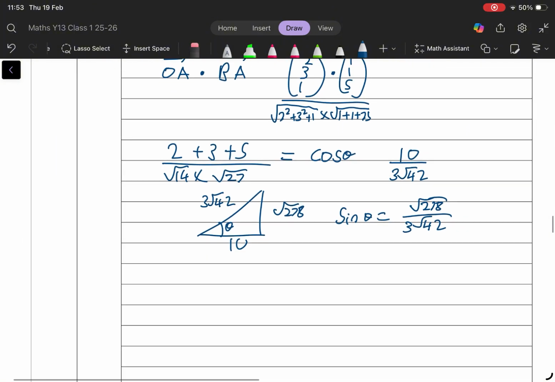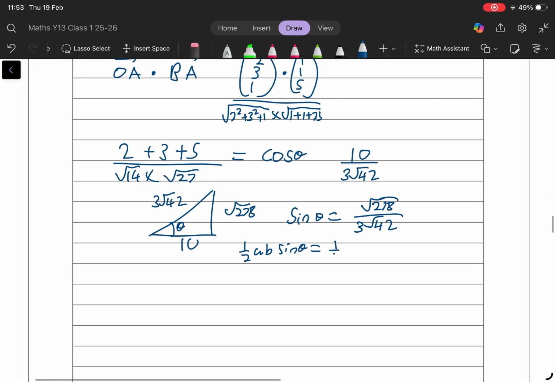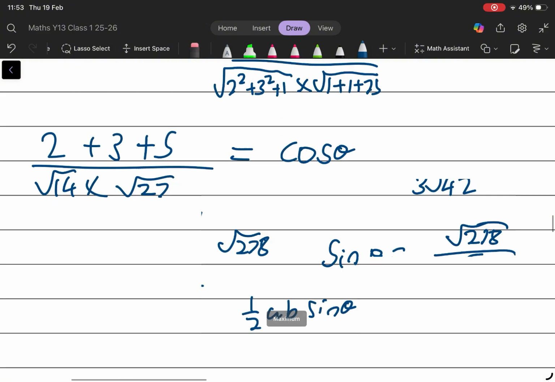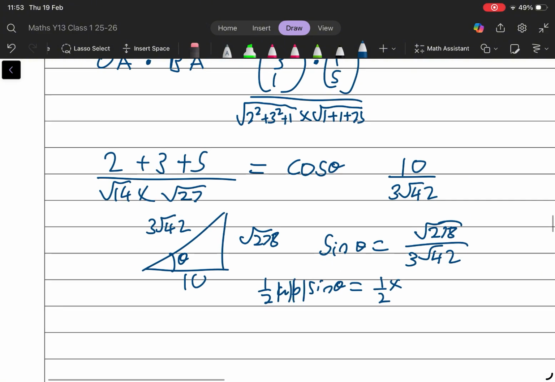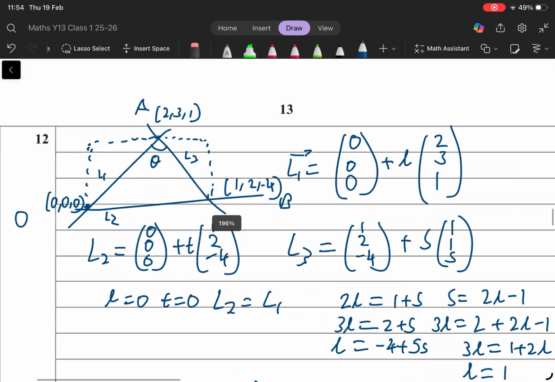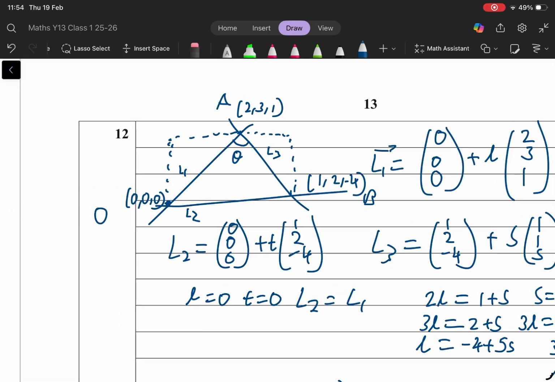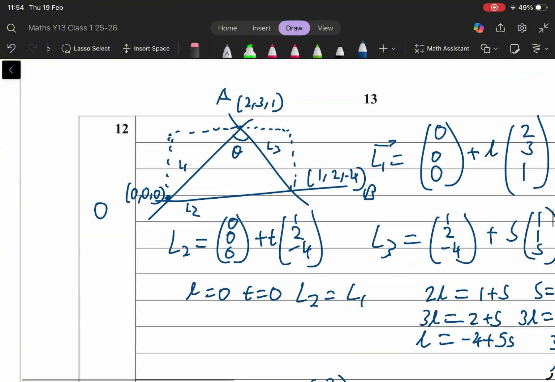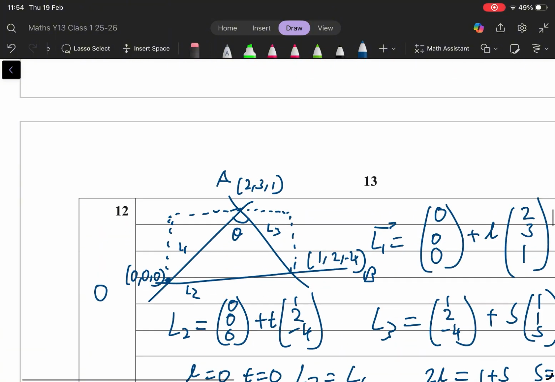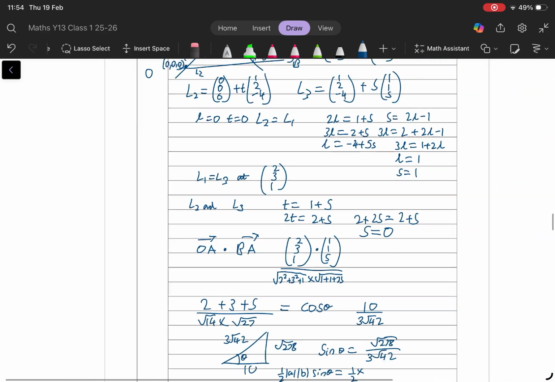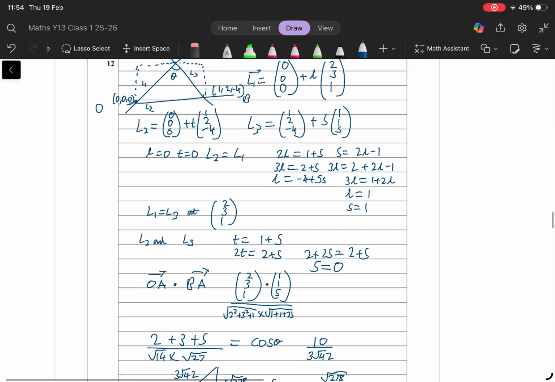So then we can use a half AB sine theta equals a half times, well, we calculate, and this is, oh, you know what we could have done? We literally could have used the cross product. You could have crossed O to A cross B to A, and that would have worked, because the magnitude of that is OA, BA, sine theta. So yeah, you could have done that.